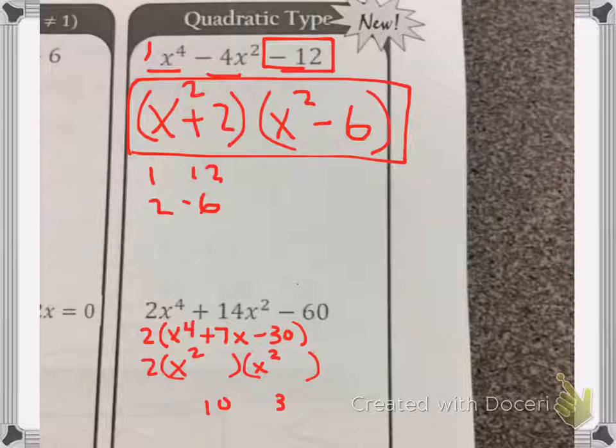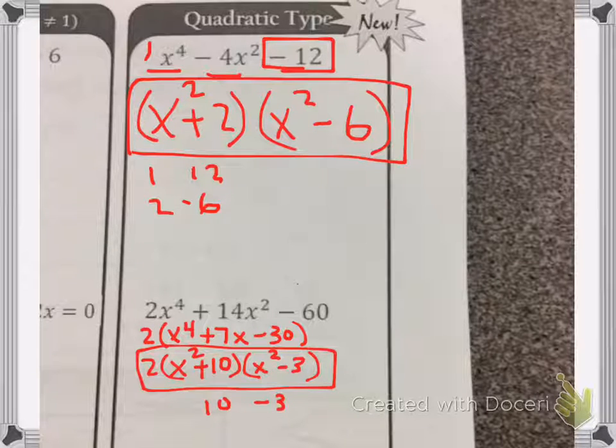I need the 10 to be positive and the 3 to be negative in order to work. So I'll have x squared plus 10 and then x squared minus 3. So this would be my factored form right here.